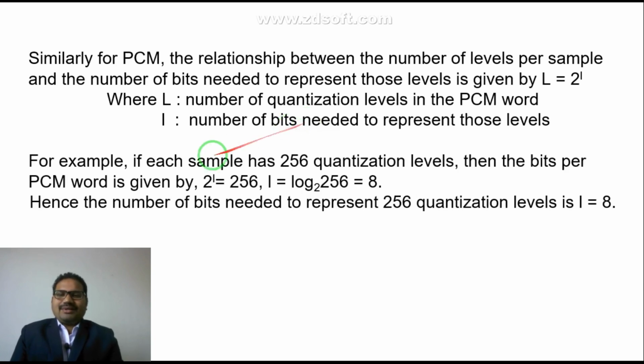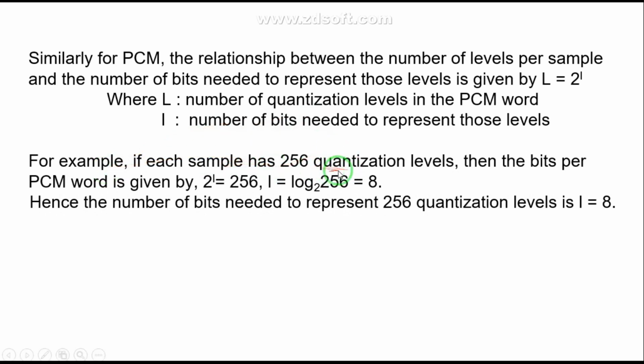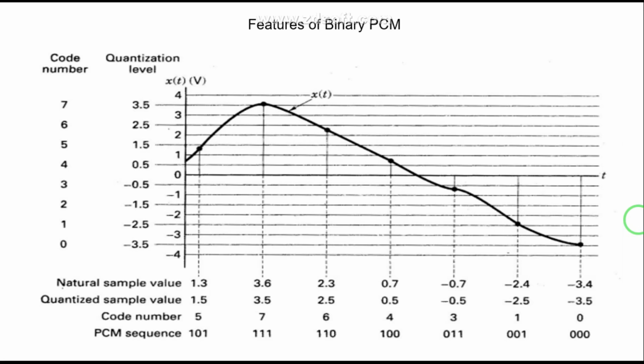So for example, if each sample has 256 quantization levels, what are the bits per PCM word? As you know, capital L equals 2 raised to l, and capital L, the number of quantization levels, we know is 256. So what would be the number of bits needed to represent those 256 levels? Definitely it would be the log of this, so it would be 8. Hence the number of bits needed to represent 256 quantization levels, small l, would be 8. So we are going to require 8 bits for this.